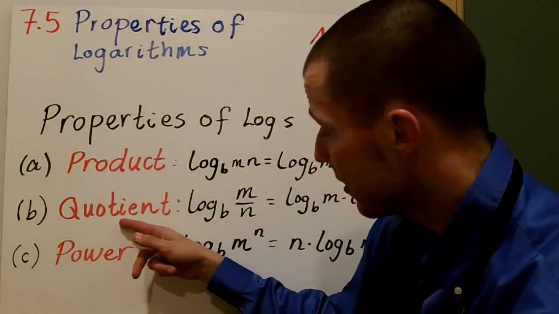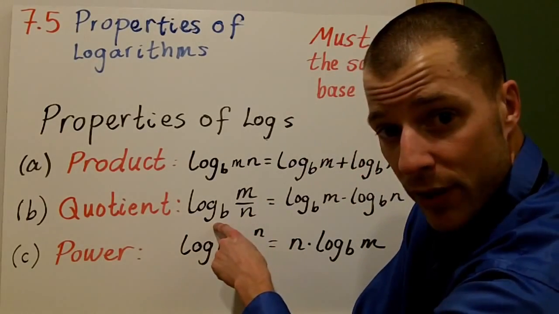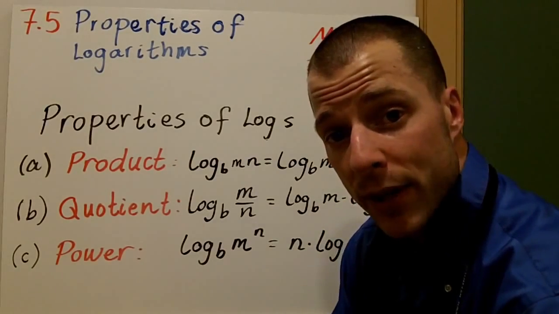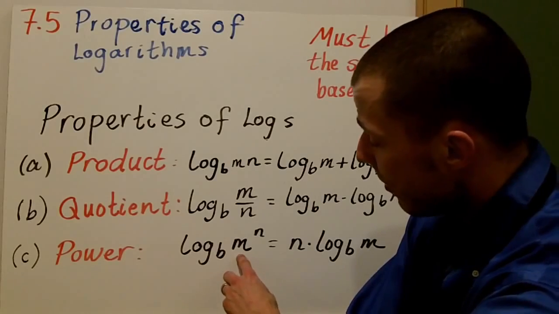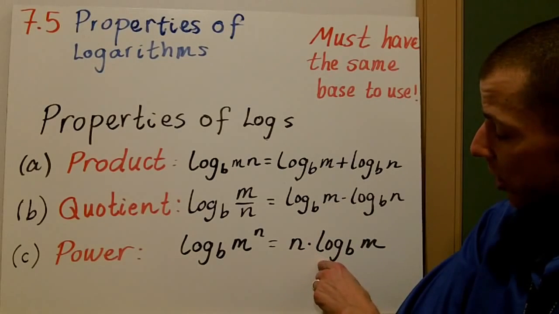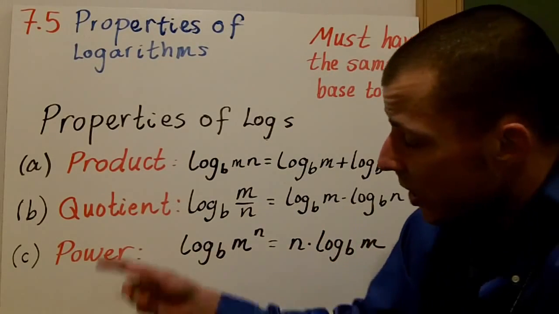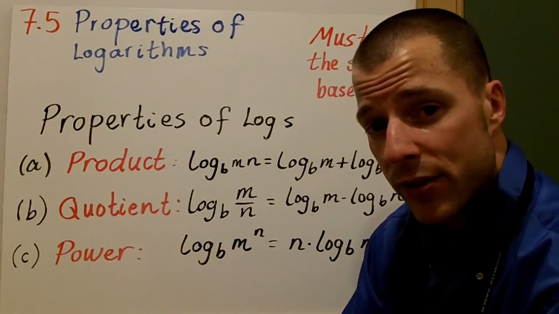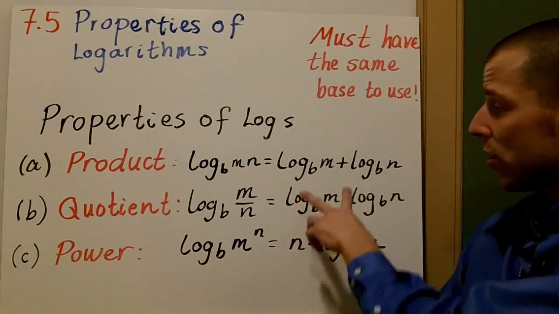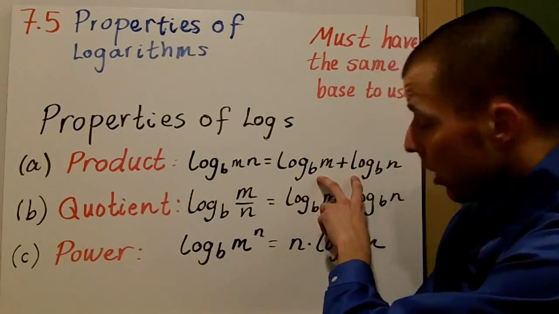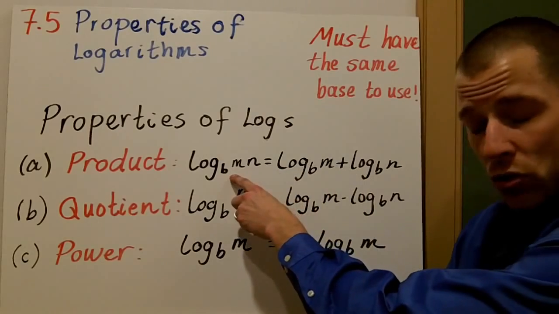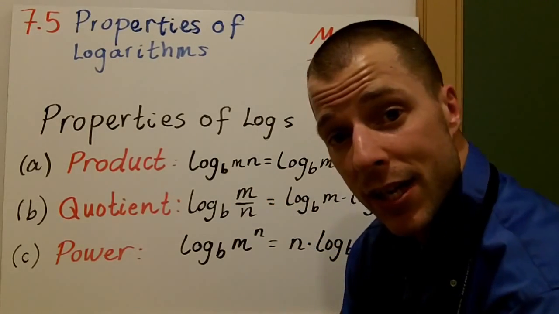The quotient rule tells us that if you're dividing two numbers in the same logarithm, you can separate them with a subtraction sign. And the final property is when you're taking a number raised to a power, you can move that number outside the front of the logarithm and multiply it to simplify. So those are three rules that we're going to talk about today. The most important characteristic here is you must have the same base to use these. So let's say if I give you an example here, where we're starting with two logarithms we're adding, they have to have the same base in order to write the equivalent logarithm. That's very key.